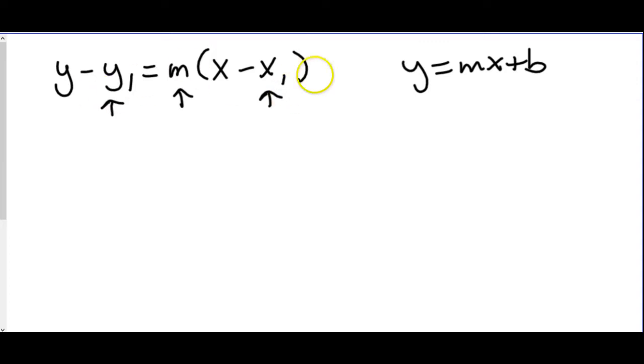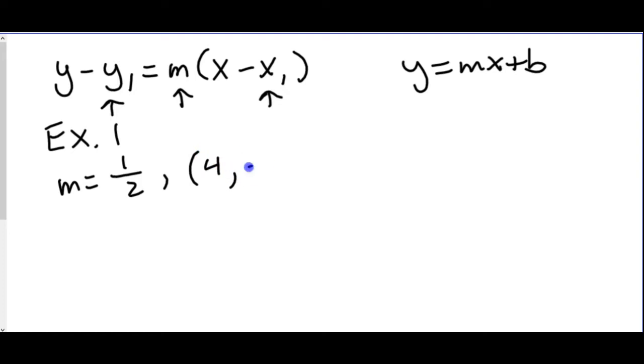Usually though, after we plug it in, we eventually want to make it look like that y equals mx plus b. So let's say we have a slope of 1/2 and a point of 4, -2. So now we have to go plug these in to find the actual equation of the line. They want a line that has a slope of 1/2 and goes through this point. So we've got to go plug these in, but we have to know the right places to plug stuff in.